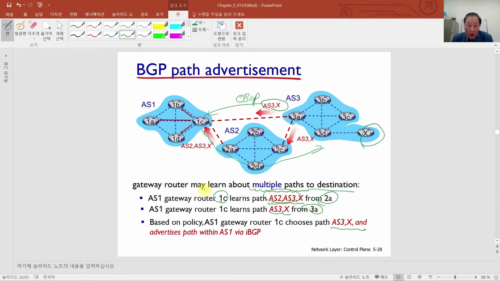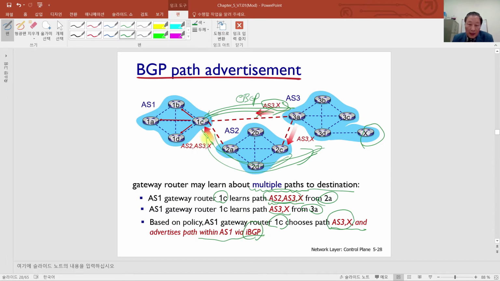Then, based on policy, AS1 gateway router 1C chooses. There are two paths to go there, two pieces of reachability information, one here, another one here. Which one will be chosen? Depending upon that policy, this one will be chosen. 1C chooses AS3 path to X and advertises the path within AS1 via iBGP.